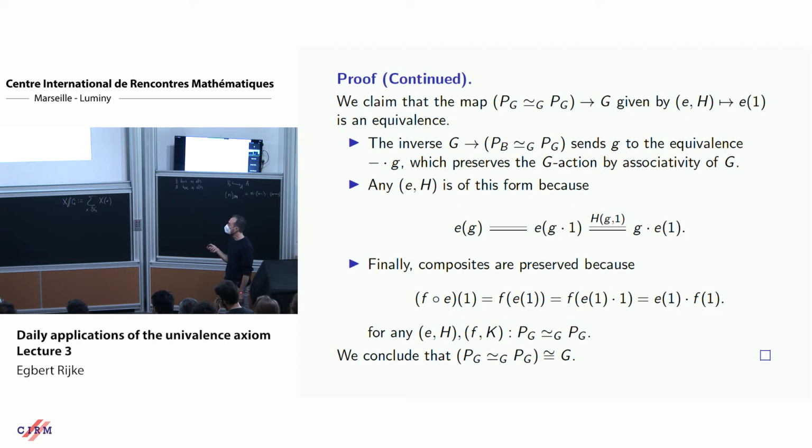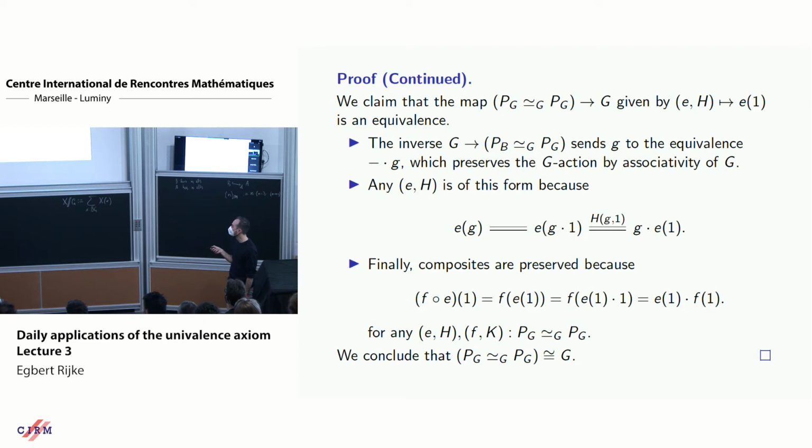And now the question is: is every G-set equivalence from PG to PG of this form? And the answer is yes, by this law H. We know that E of G is the same as E(G·1), but by H we can take this G out, so this is G times E1. So every such E is homotopic to multiplication by E1 from the right.